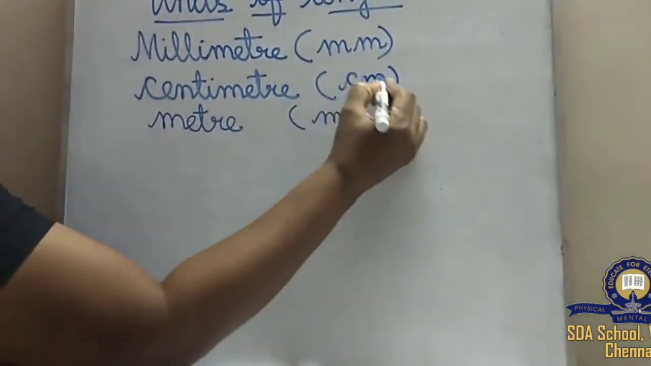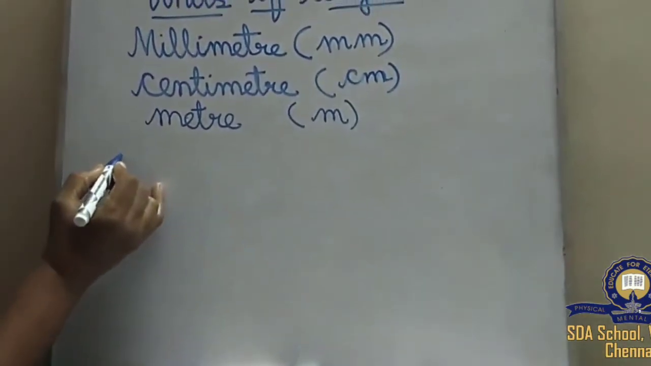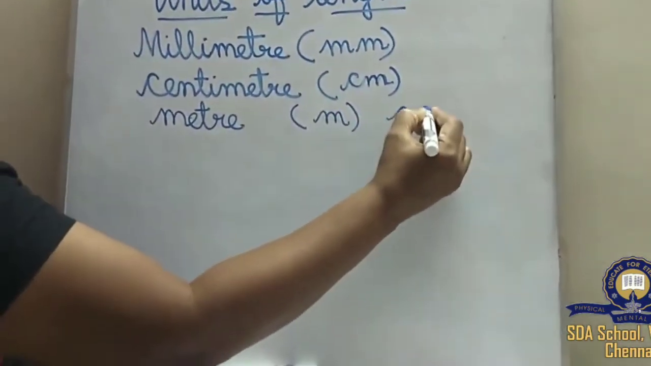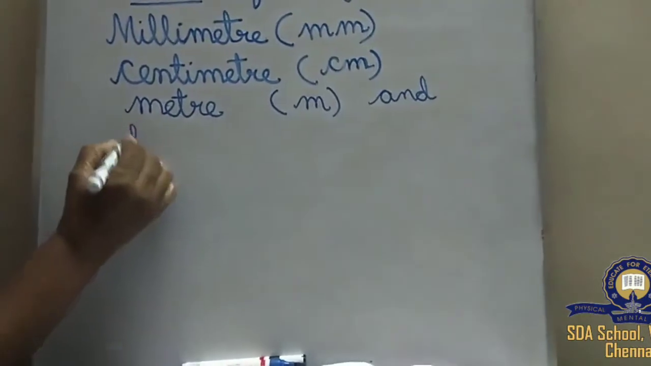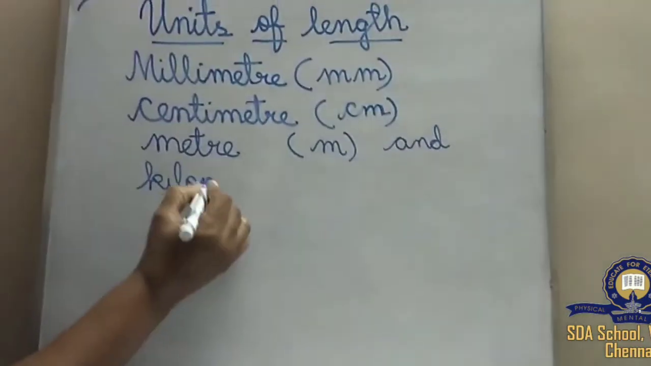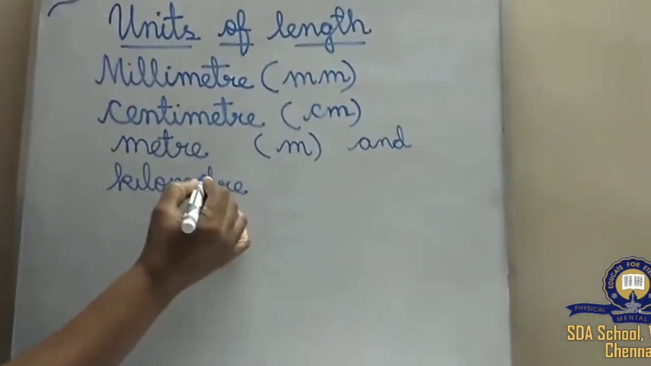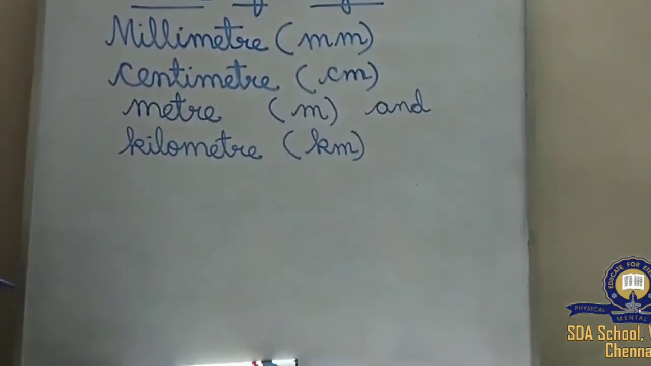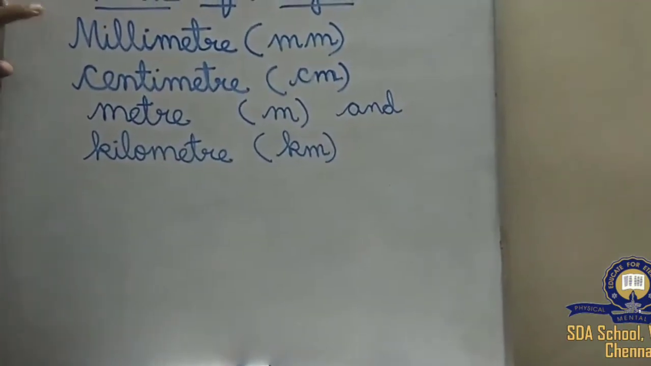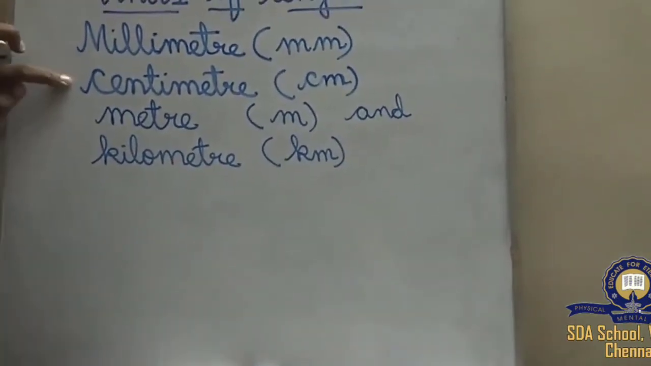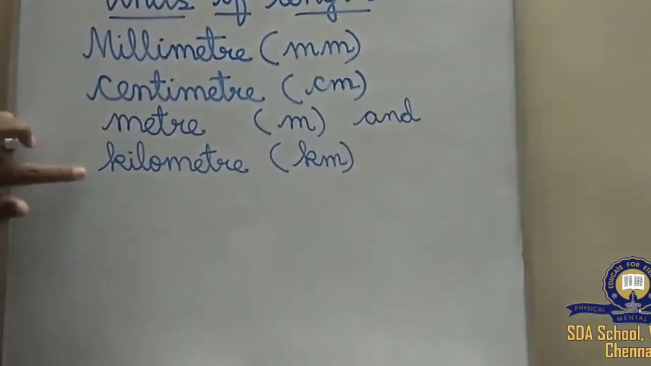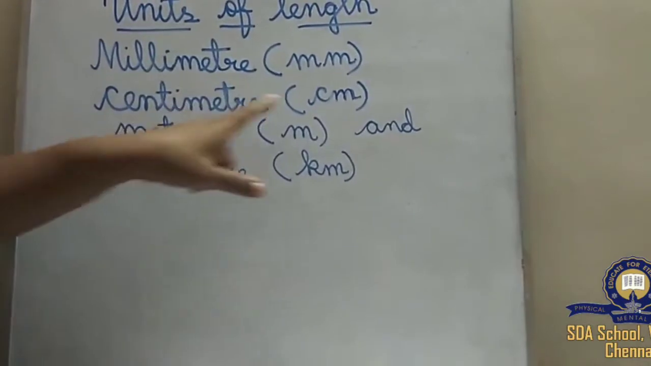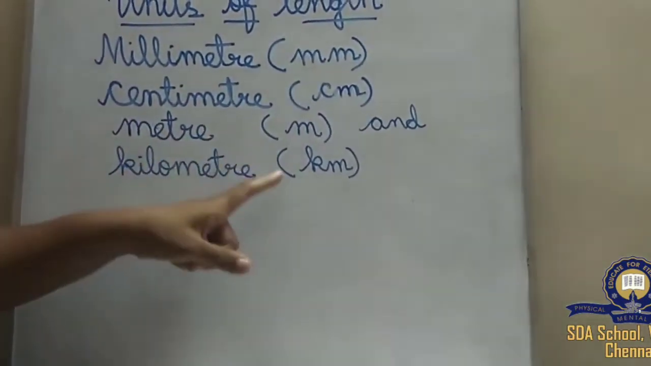Okay children, and then kilometer. Kilometer we write as small k and small m, km. Okay children, millimeter is the first, the smallest unit, and then centimeter, and then meter, and then kilometer. This is the short form of millimeter, centimeter, meter and kilometer.